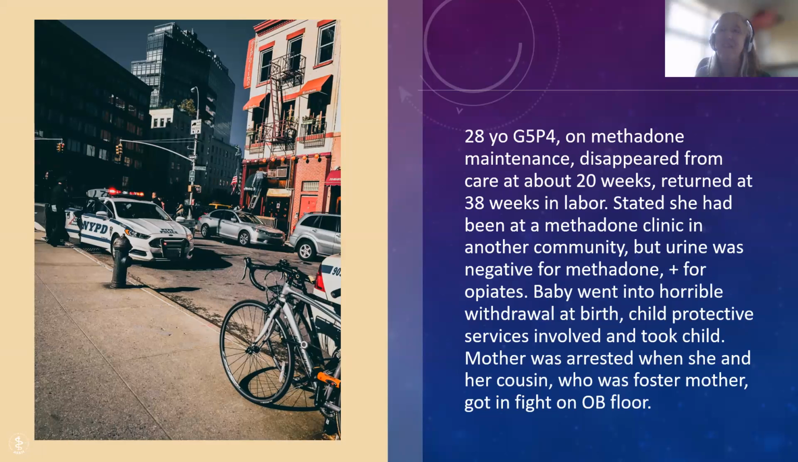All right. Next is a 28-year-old G5P4 on methadone maintenance. She disappeared from care at about 20 weeks, returned at 38 weeks in labor. I found out many years later that she had actually found a family member who had died of an overdose when she disappeared, and just ended up relapsing. She told me she'd been at a methadone clinic in another community. Her urine was negative for methadone, positive for opiates.